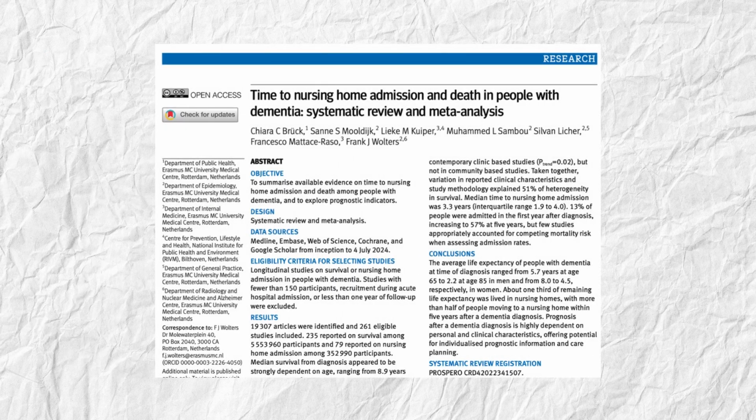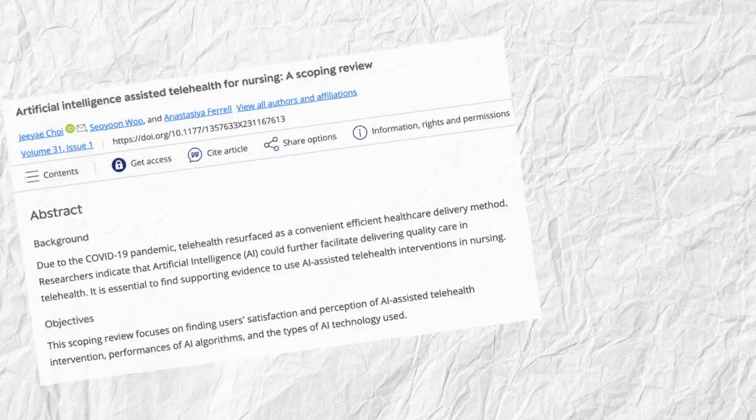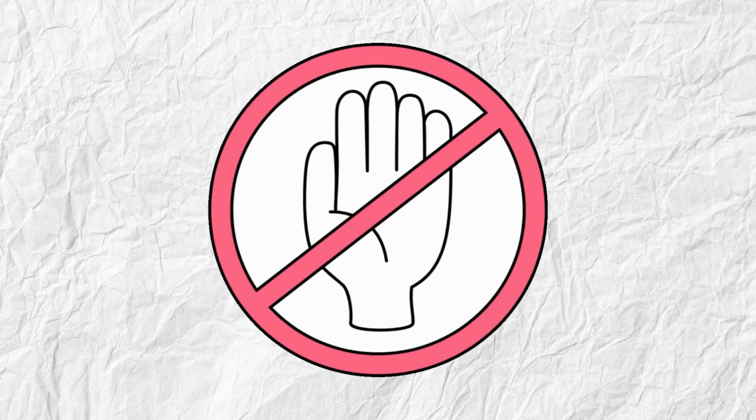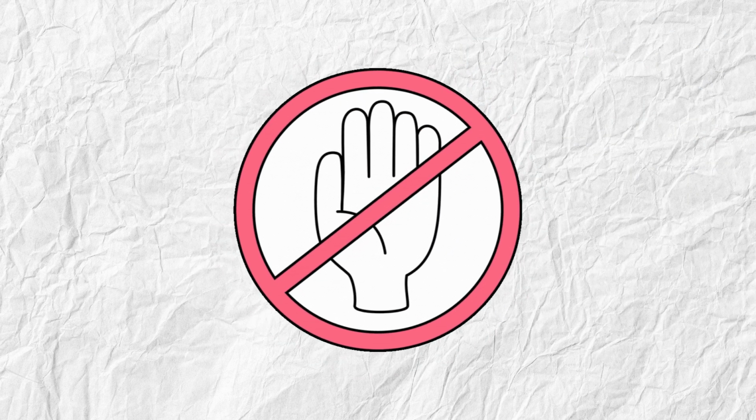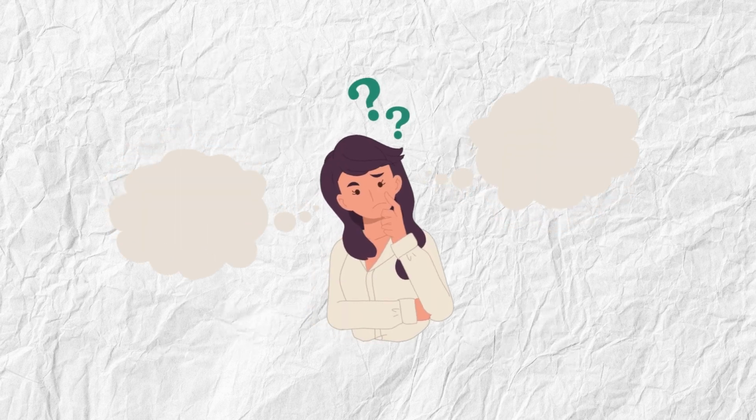Since primary research will be about one study, you should know that any study that is a review or analysis of multiple studies is not primary research. Therefore, a systematic review, meta-analysis, literature review, scoping review, or integrative review are not primary research. But how do you tell them apart?